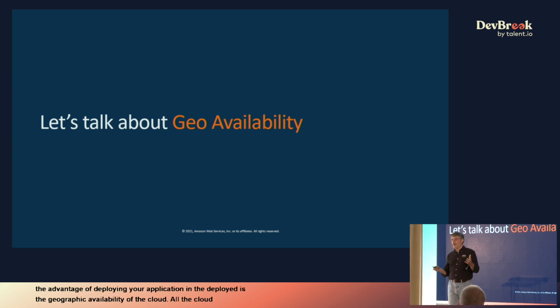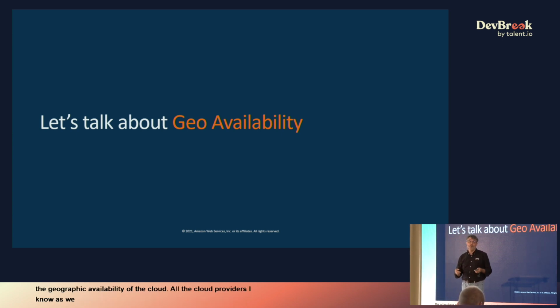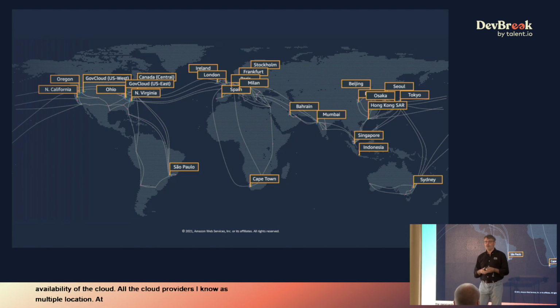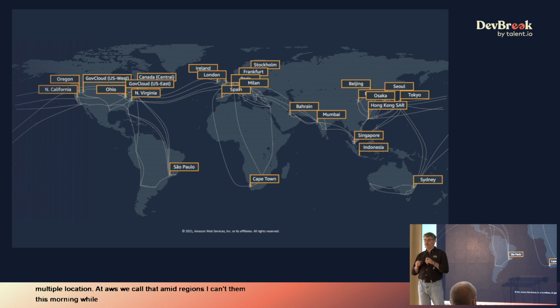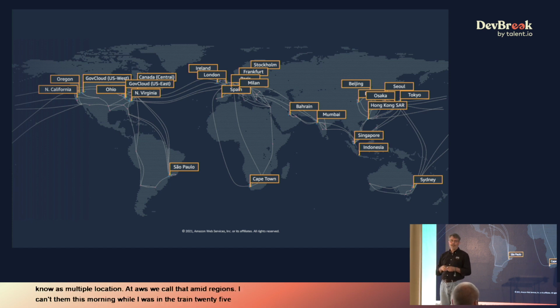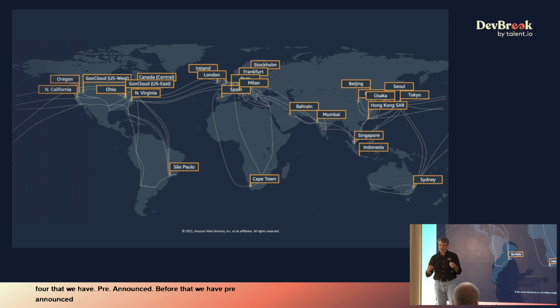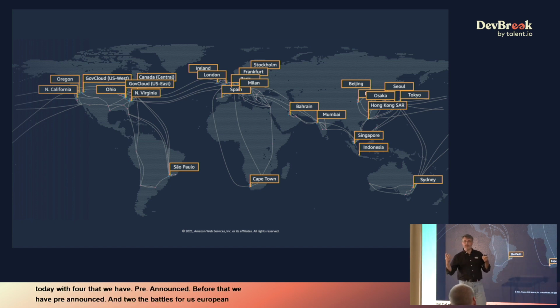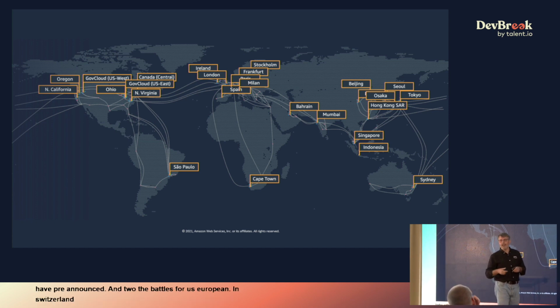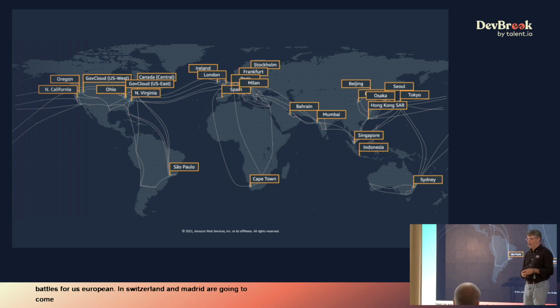All the cloud providers I know have multiple locations. At AWS, we call them AWS Regions. I counted them this morning while I was on the train. It's 25 as of today, with 4 that we have pre-announced, and 2 that matter for us, European ones, in Switzerland and Madrid, are going to come next year.